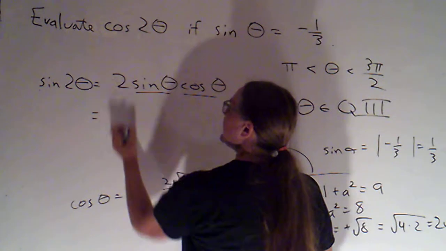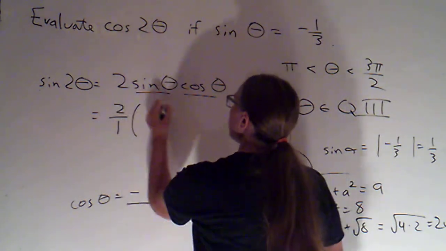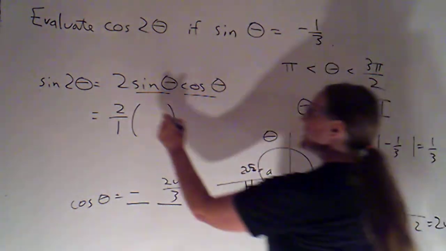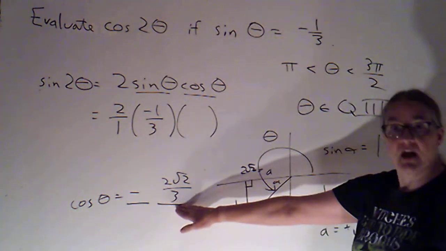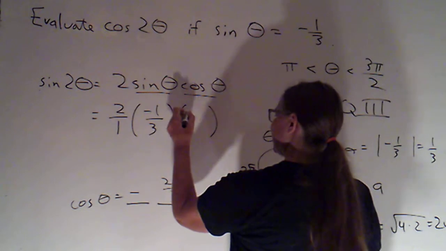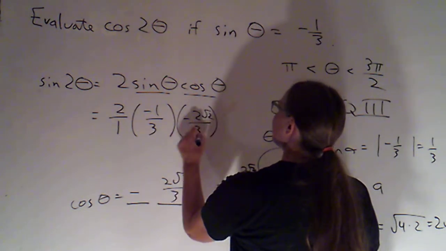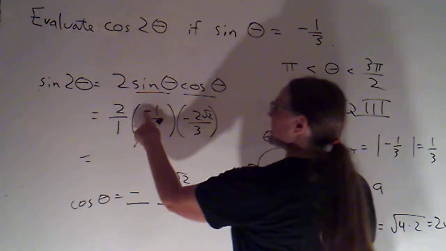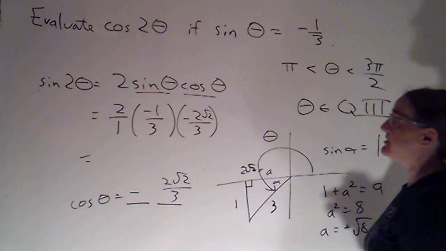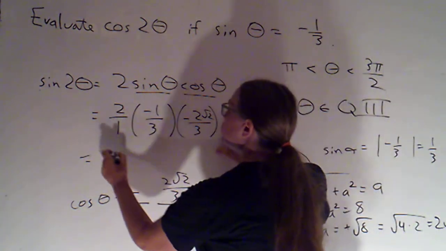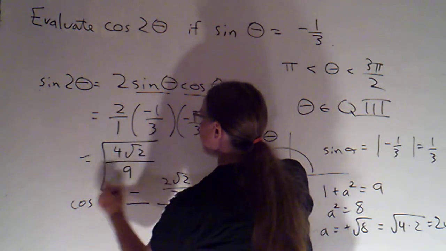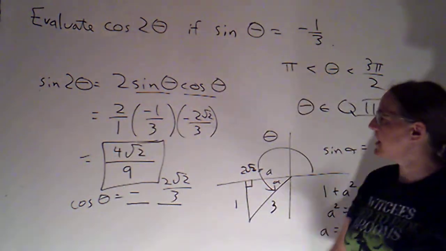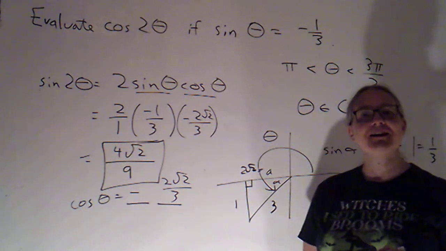So sine of 2 theta is 2, which I'm going to write as 2 over 1, times sine of theta, we were given that's negative 1/3, times cosine of theta, we just figured out that's negative 2 root 2 over 3. So it looks like we've got two negatives, so those will cancel each other out. On top, 2 times 2 root 2 is 4 root 2, and on bottom, 3 times 3 is 9. So sine 2 theta will be 4 root 2 all over 9.